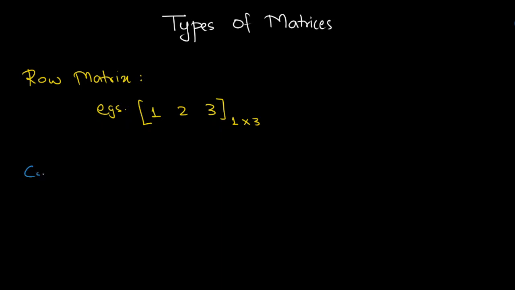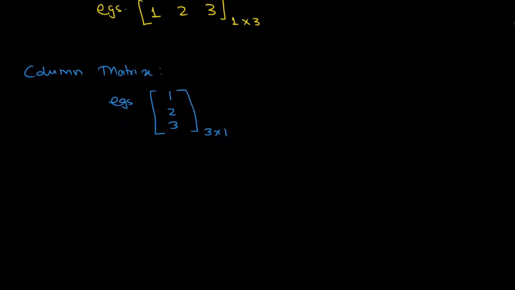Next we have a column matrix. And as some of you must have already guessed, it's a matrix where all the elements are arranged in a single column. So let's take the same elements again, 1, 2 and 3, this time arranged in a single column. So this is a 3 by 1 matrix, 3 rows and 1 column, so that's a column matrix.